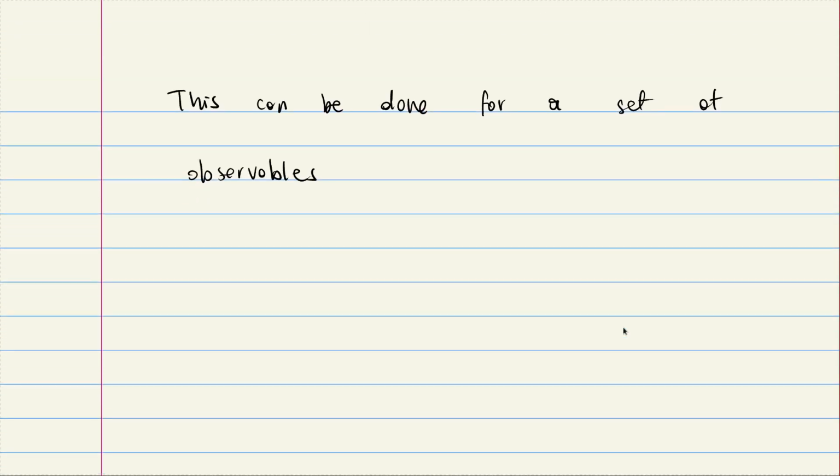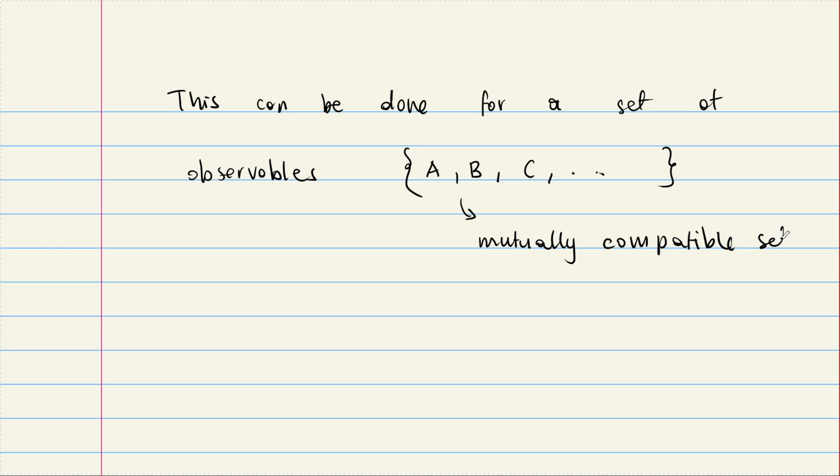So what we did can be done for a set of observables A, B, and C, dot, dot, dot, right? And in that set, any two observables commute with each other. Then we call this a mutually compatible set. Any member of this set commutes with the others, then you can diagonalize all of these observables simultaneously.